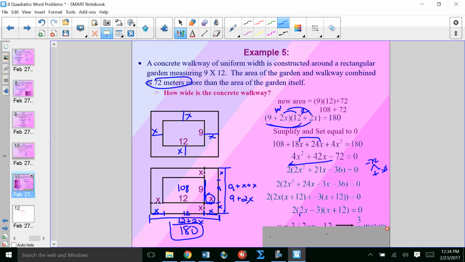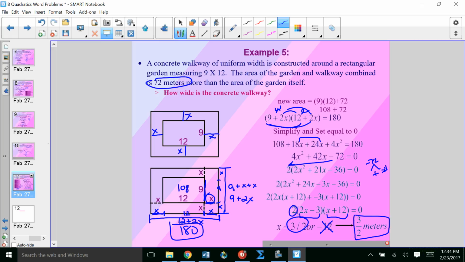Take each factor, set each factor equal to 0. Remember, this 2 doesn't have a variable to solve for, so in this step you can kind of ignore it, even though it does need to be there. And get x to be either 3/2 or negative 12. Well, it doesn't make sense that your walkway is negative 12 feet, or I'm sorry, meters, I keep saying feet, is negative 12 meters. It doesn't make sense to have a negative distance at all. So the only answer that makes sense is 3/2, meaning that your walkway is 3/2 meters, or 1.5 meters.